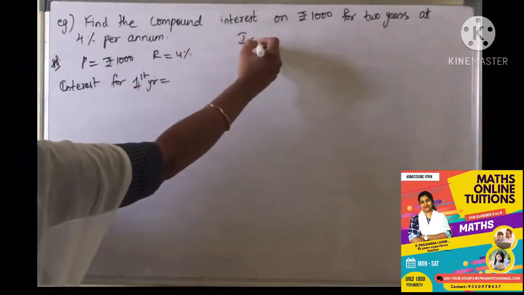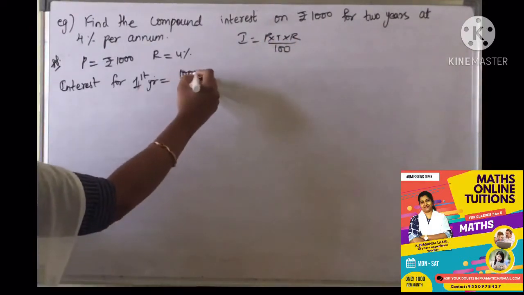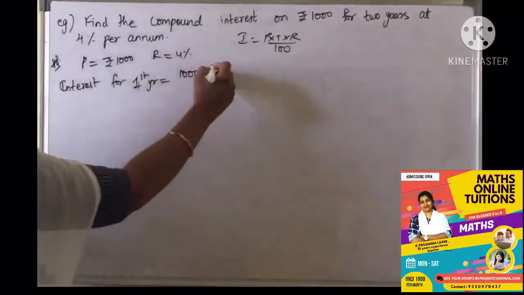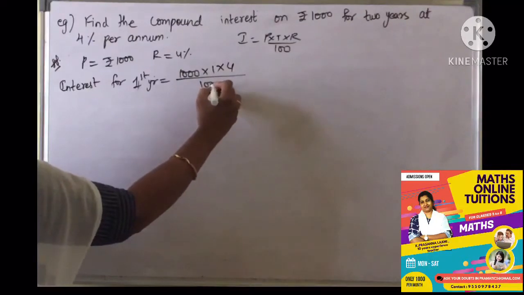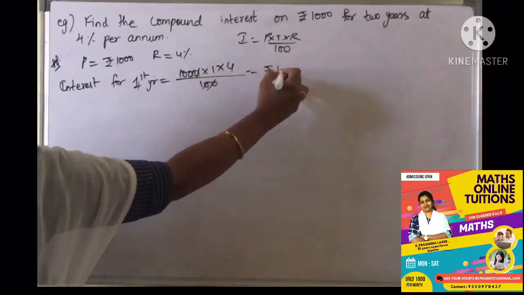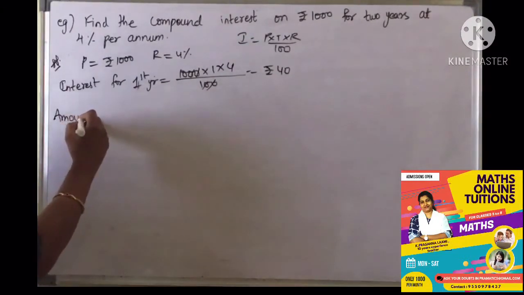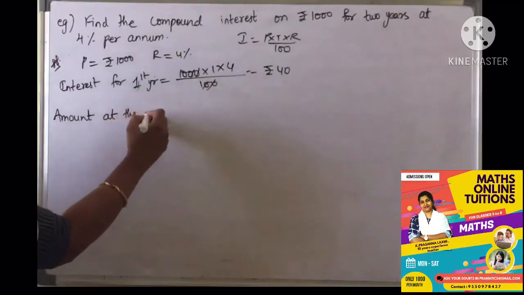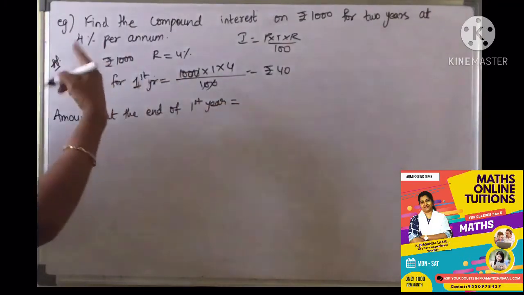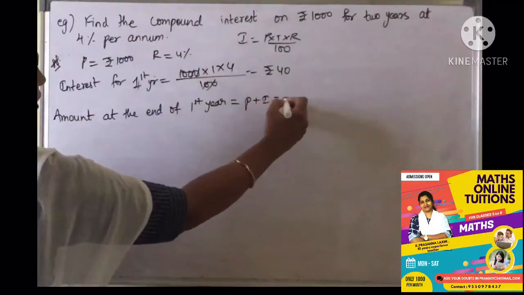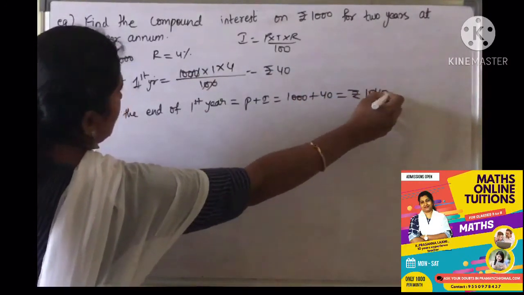You know the interest formula: P into T into R by 100. So here P is 1000 and what is T here? 1 year, as you are calculating interest for the first year. R is 4 by 100, so you will get 40 rupees as interest. Now what is the amount at the end of the first year? Amount is nothing but principal plus interest, P plus I. So the principal is 1000 rupees plus interest 40, that is you will get 1040 rupees.